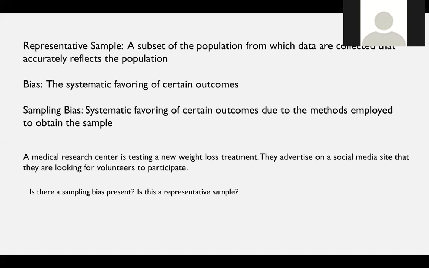Here, there is a sampling bias present since they advertise on a social media site, and advertising through a social media site is not a good way to reach the entire population since not everybody has social media. And therefore, if there's sampling bias, then this wouldn't be a representative sample because it does not accurately reflect the population as a whole.